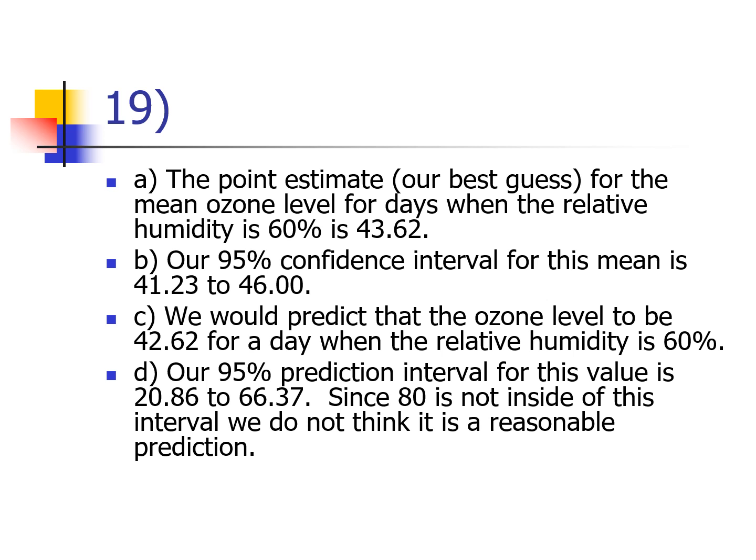And then our 95% prediction interval is 20.86 to 66.37. Notice 80 is not inside that interval, and so we don't think that's a reasonable prediction. If someone predicted that the ozone would be 80 for a day in which the humidity was 60, we would say, no, I don't think that's realistic. I don't know what it's going to be, but I'm 95% confident it's going to be somewhere between, say, 21 and 66. And since 80 is not in that interval, we don't think 80 is a particularly plausible number.